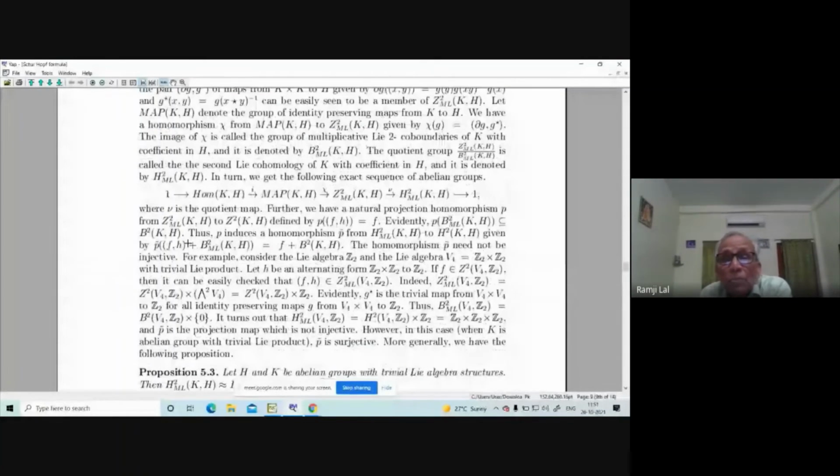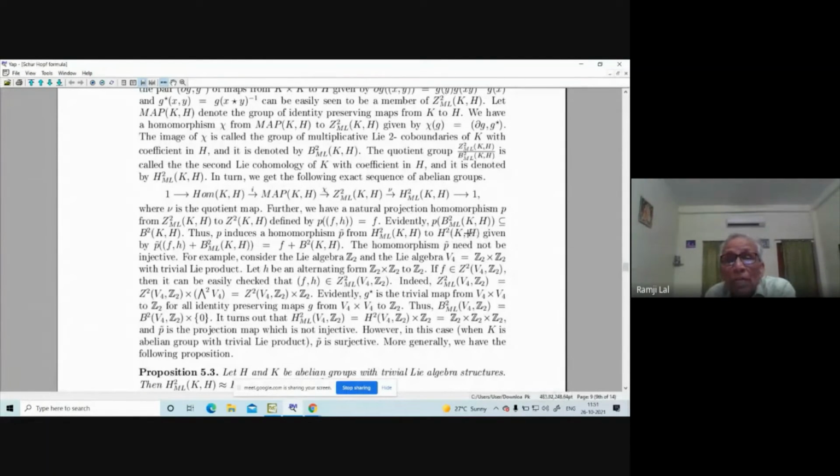Further, we have a natural projection map P from Z to K,H. Z2 ML(K,H) was the set of elements (F,H), where F was already a 2-cocycle. So you have a projection map from this to this, defined by P(F,H). Evidently, it can be easily seen that the boundary of this is contained in the usual coboundary in case of groups. Thus P induces a homomorphism from the multiplicative Lie algebra cohomology to the usual second cohomology group of K with trivial K-module H.